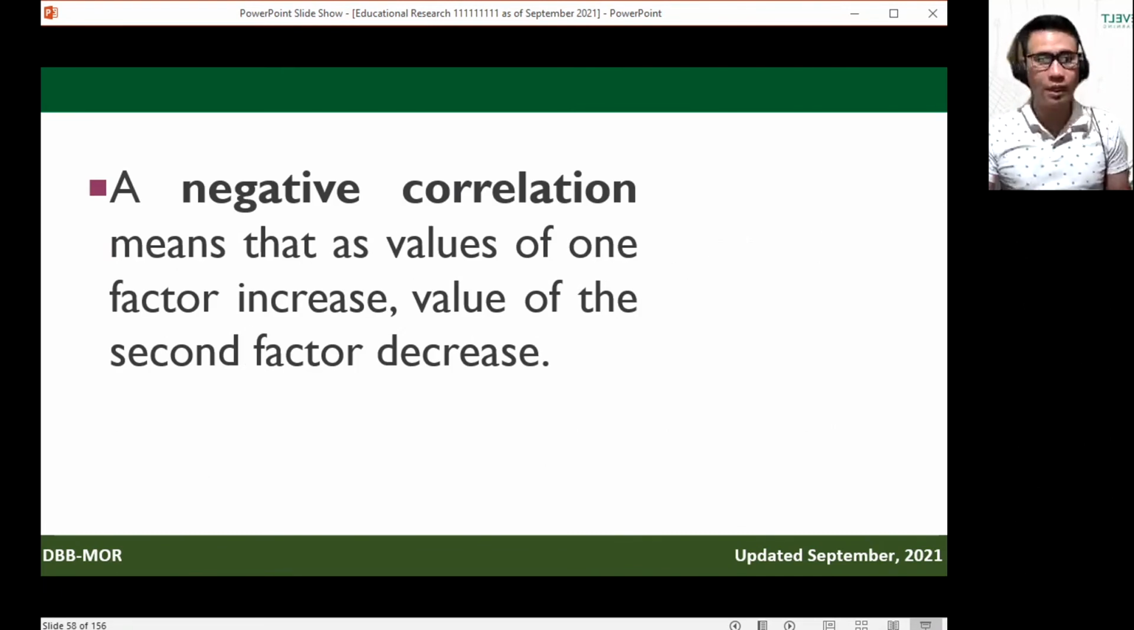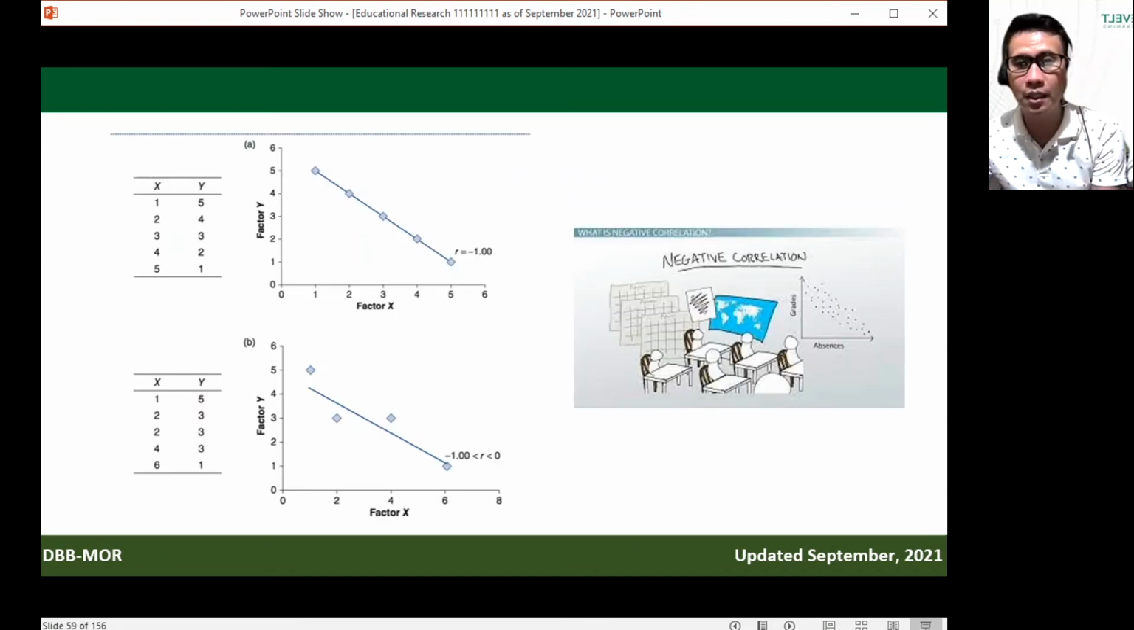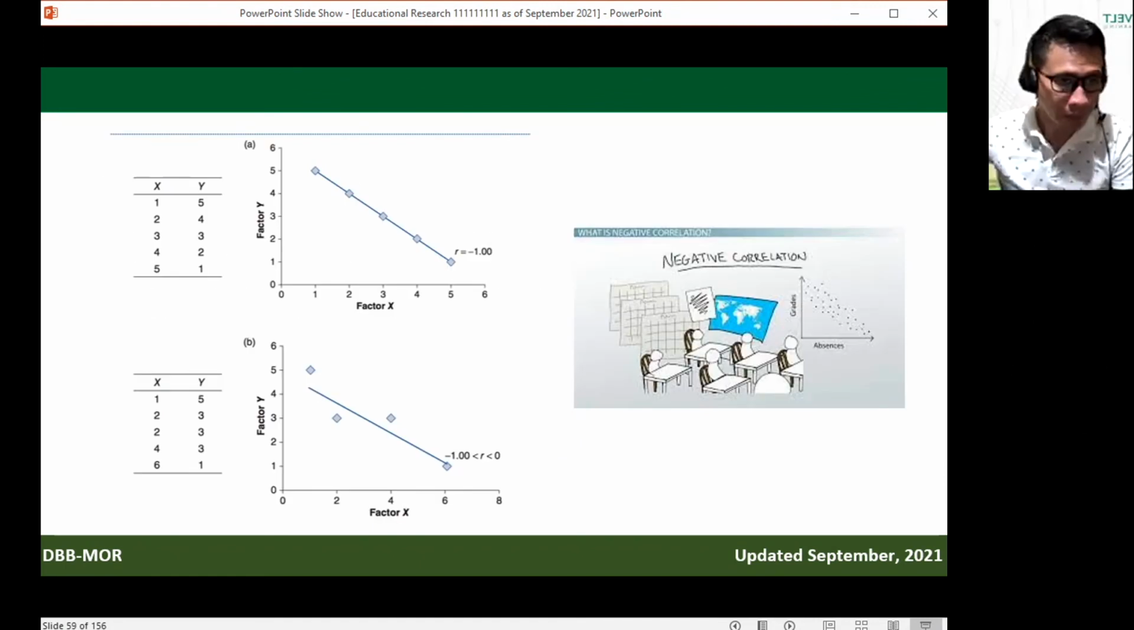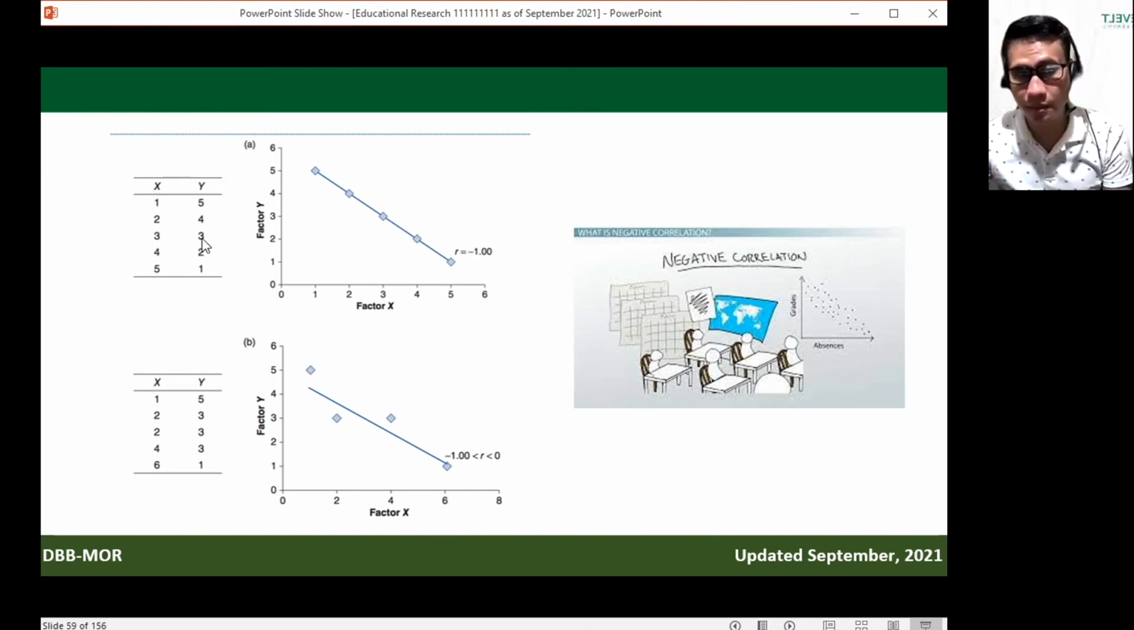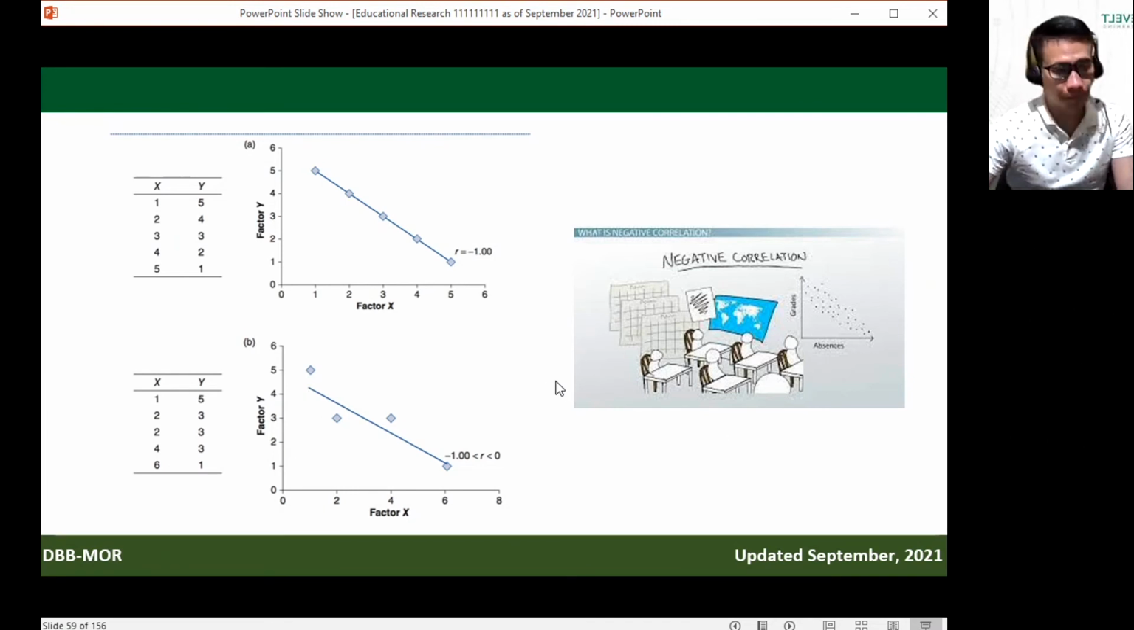Negatively correlated: one increases and then the other one decreases, or one decreases and then the other one increases. So that's negatively correlated. Take a look at this example, the x and y. X is 1, then y is 5. As the value of x increases, the value of y decreases. So it's a negative correlation. X is 1, 5, 2, 3. So the two examples show negative correlation.